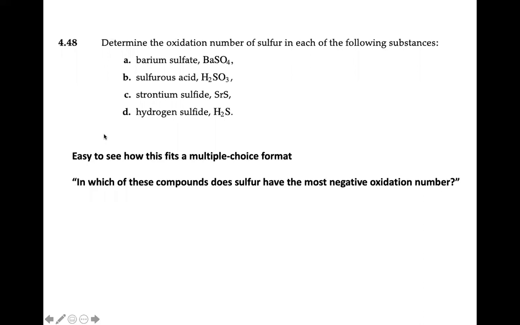Now, I'll point out within this, you can really see how this could set up easily for a multiple choice format on a test. It's really easy to list different examples and ask something like, okay, in which of these compounds is sulfur the most negative oxidation number? Or the most positive or whatever. So it's really easy to ask a question where you have to do multiple assignments and then analyze it that way.